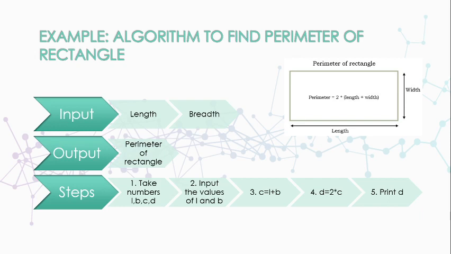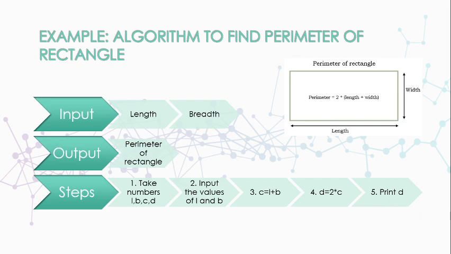So the input will be length and breadth of the rectangle. Output will be perimeter of the rectangle. That is, we have to find out the perimeter of the rectangle. And the steps will be: number 1, we have to take 4 numbers here or 4 variables here: L, B, C, and D. Okay, L, B, C, and D.